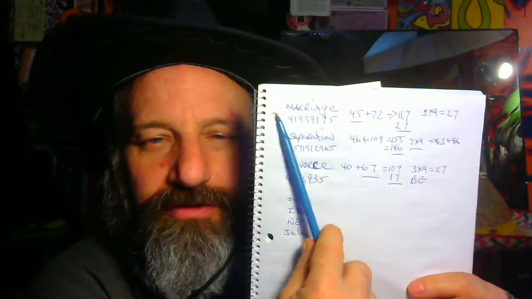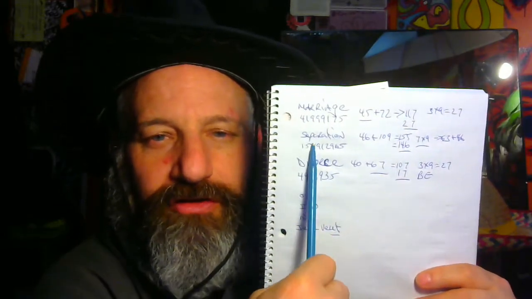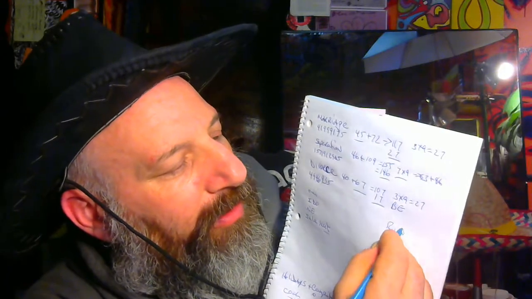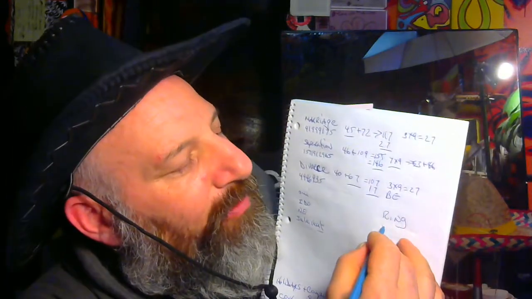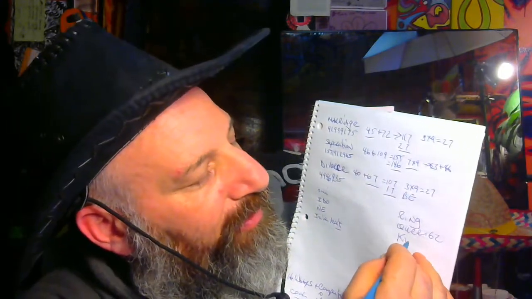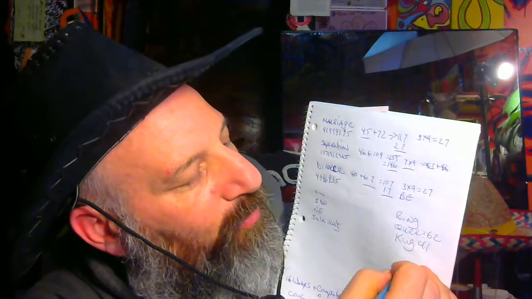Crazy words in a multitude of languages: marriage, separation, and divorce in French and in English are spelled the same. Now, inside these sequences of words, marriage, separation, divorce, we have not put the ring. And when we put the ring, one becomes queen, 62. The other becomes king, 41.